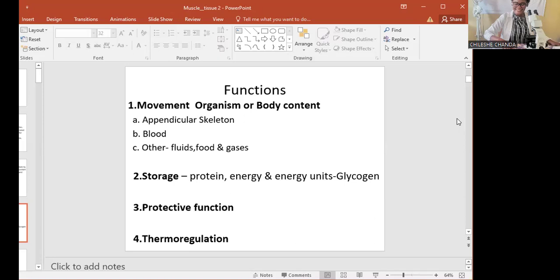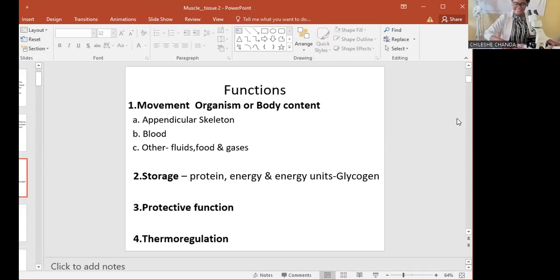Including other things such as food. Food is helped to move along the GIT by the muscles. It is because muscles initiate peristalsis that food is able to move along the GIT. So all those things are moved along in the body by the function of muscles, the function of movement.